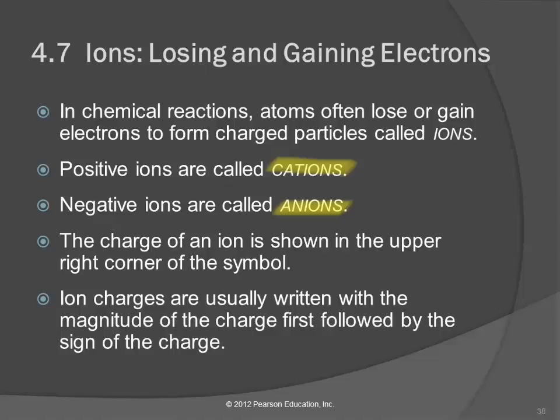So atoms gain electrons, they become negative, anions, and they lose electrons, they become positive, or cations. And then when we write their symbols, we take the element symbol and we indicate the charge of the ion. And unlike in math, we usually write the magnitude first, followed by the sign. So let's look at an example of that.